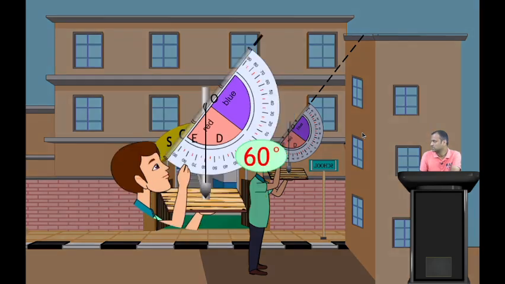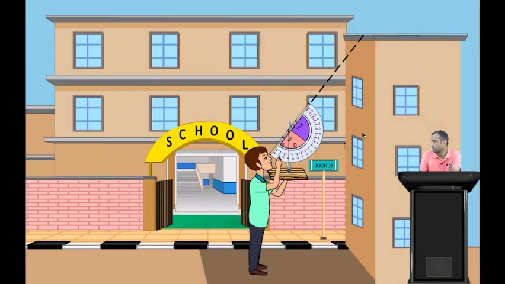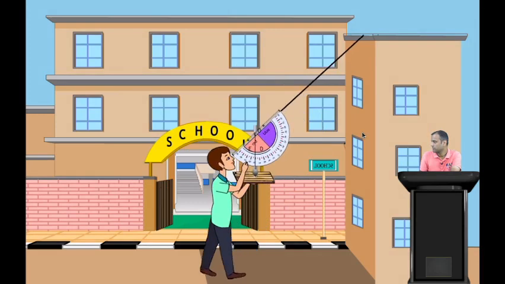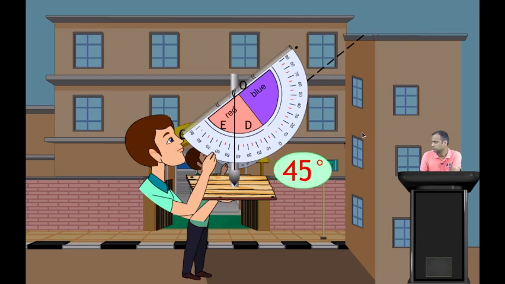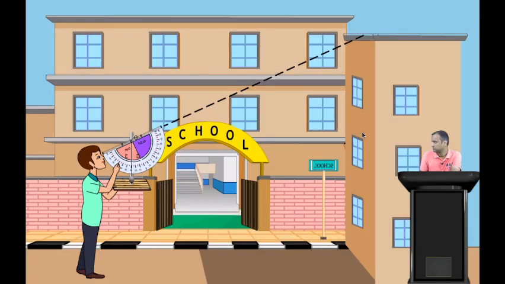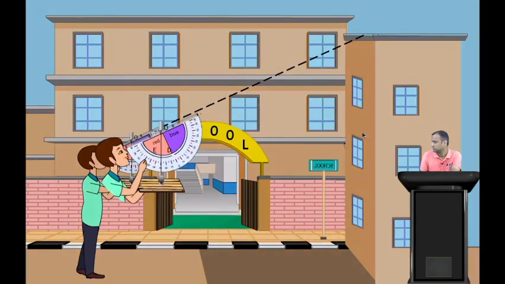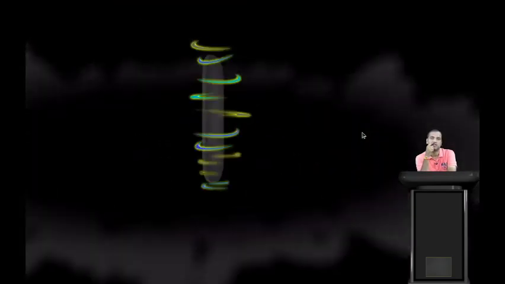So this is again 60 degrees, and if we move further then it is 45 degrees. So the inclinometer is used to measure the inclination angle.